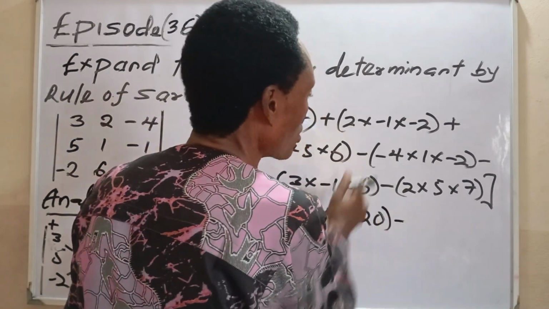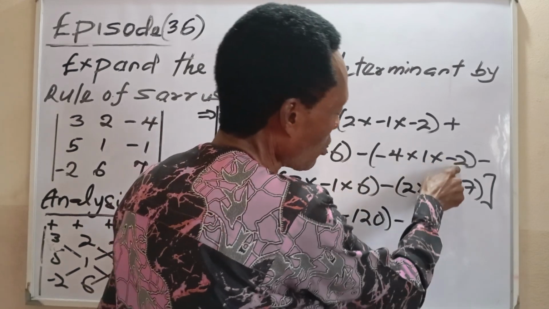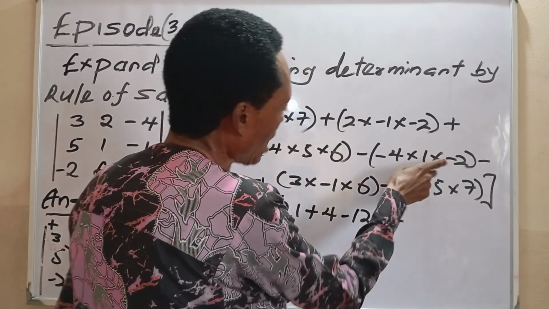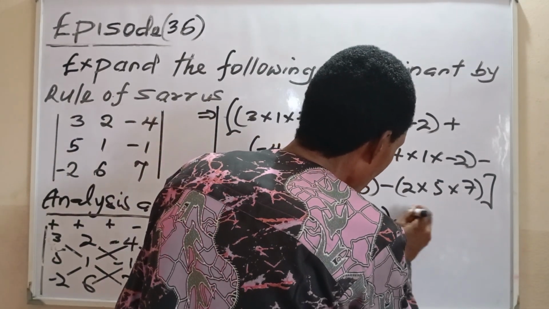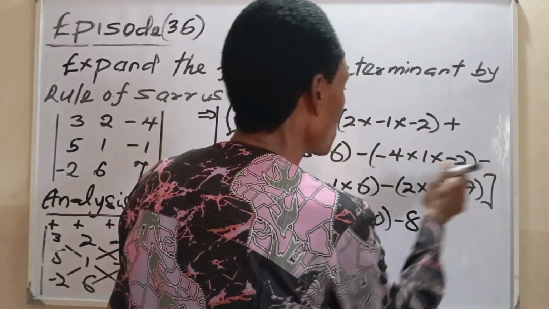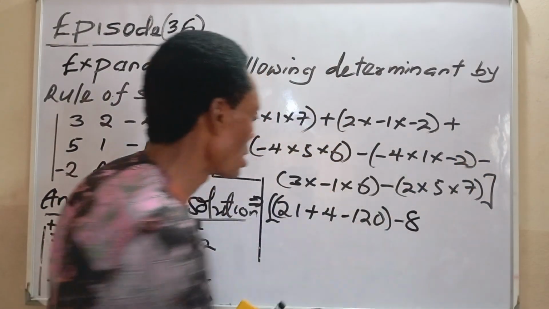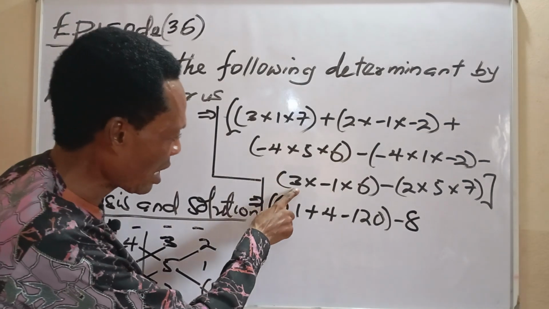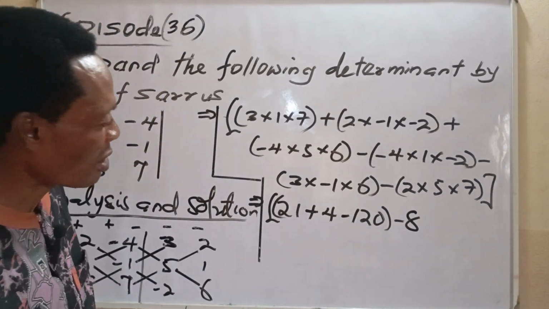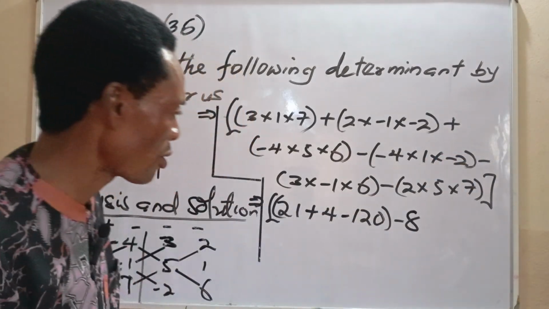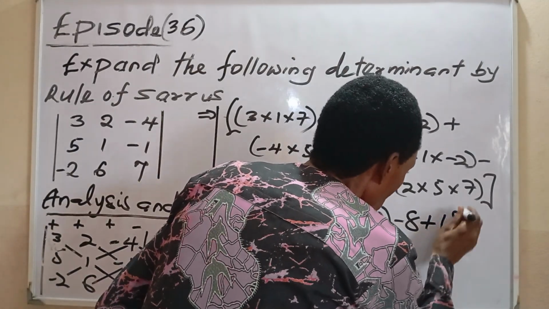Then this is minus. Minus 4 times 1 will give you minus 4. Minus 4 times minus 2 will give you plus 8. Plus 8 times minus here will give you minus 8. Coming to the next one, this minus: 3 times minus 1 will give you minus 3. Minus 3 times 6 will give you minus 18. Minus 18 times minus will give you plus 18.